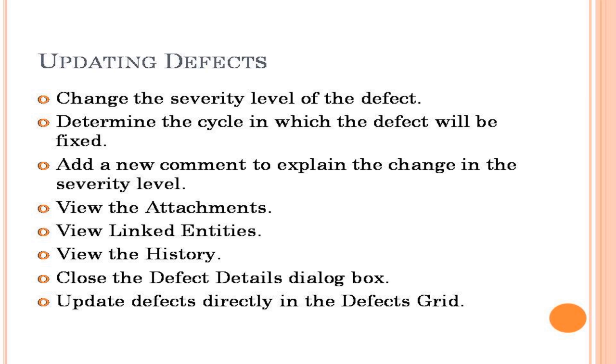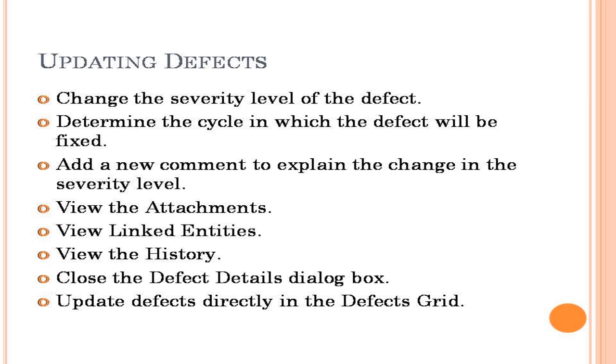9. Close the Defect Details dialog box. Click OK to exit the dialog box. 10. Update defects directly in the Defects grid. In the Defects grid, select Defect ID 23. Click the Detected in Cycle box and click the drop-down arrow. In the Releases tree, expand the Release folder Service Packs and the Release Service Pack 1. Select the Cycle 1, New Features cycle, and click OK.